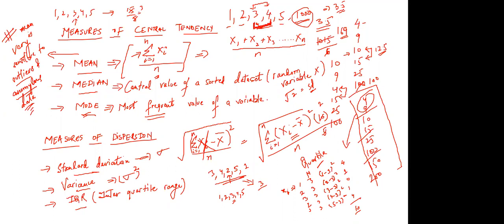So the formula is xi minus x bar, the whole square, divided by n, and under root of that. Okay. That is the standard deviation. Variance is nothing but the square of standard deviation. So if you remove this square root from it, that will become your variance. It's also denoted as sigma square. Standard deviation is denoted as sigma, which I have written here as well. Variance is denoted as sigma square. And then there is something called the interquartile range. So let me explain what I mean by quartiles.